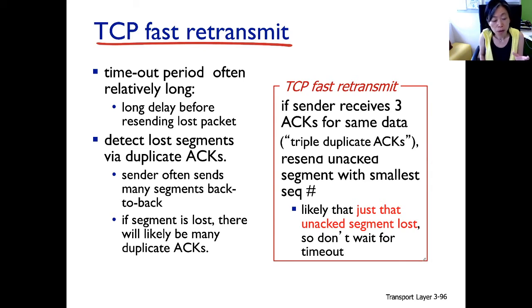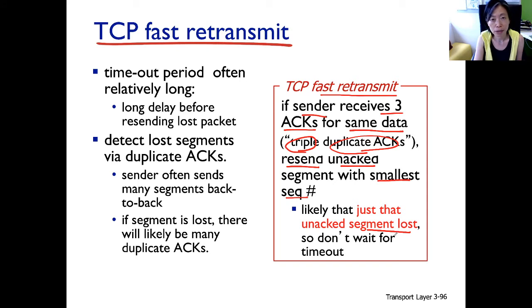Because if we see multiple duplicate ACKs, when there is a high number of them, then you will probably guess there is a random drop right before the duplicate ACKs, okay? Or at the first unacked segment. So that is exactly what TCP fast retransmission is doing. When sender receives multiple ACKs for the same data, to be more precise, it's triple duplicate ACKs, then we resend the unacked segment with the smallest sequence number because this is very likely the lost packet there.